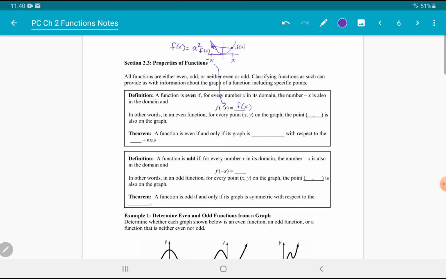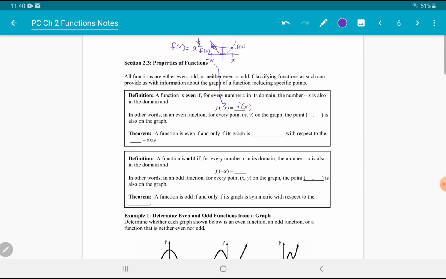Now, just because x squared has an even exponent, it doesn't mean that anytime you have an even-powered exponent, it's always going to be an even function. It just so happens to be in this case. Keep in mind, we can transform this x squared, we can move it around, and it may no longer be an even function.